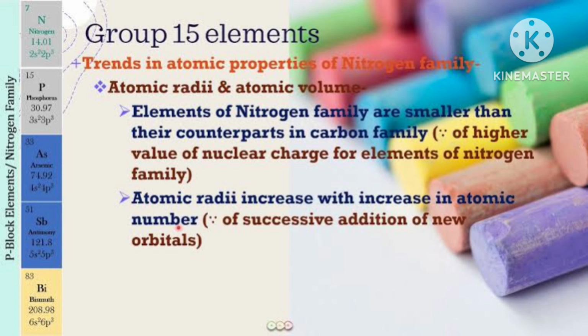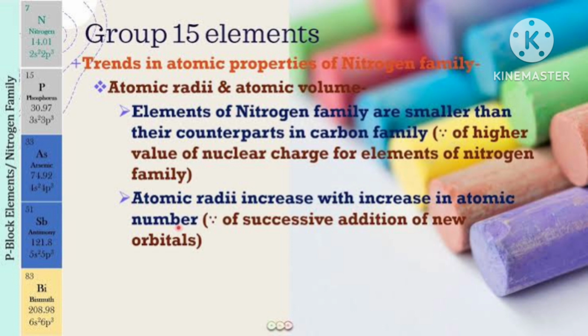Now, ionization enthalpy. Ionization enthalpy decreases down the group due to gradual increase in atomic size. Because of the extra stable half filled p orbital electronic configuration and a smaller size, the ionization enthalpy of group 15 elements is much greater than that of group 14 elements.